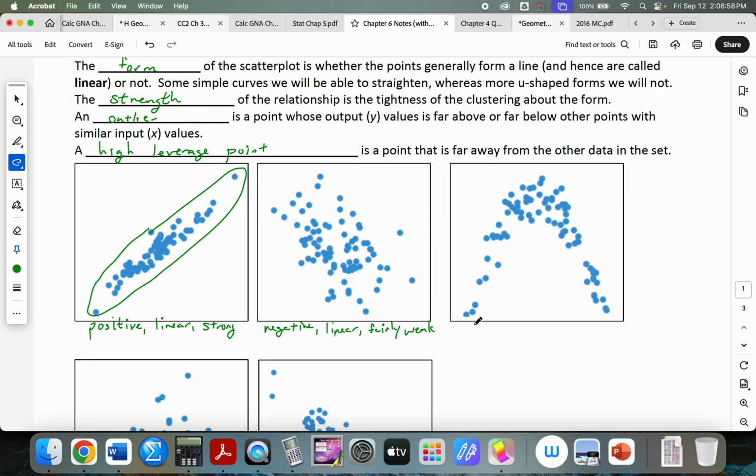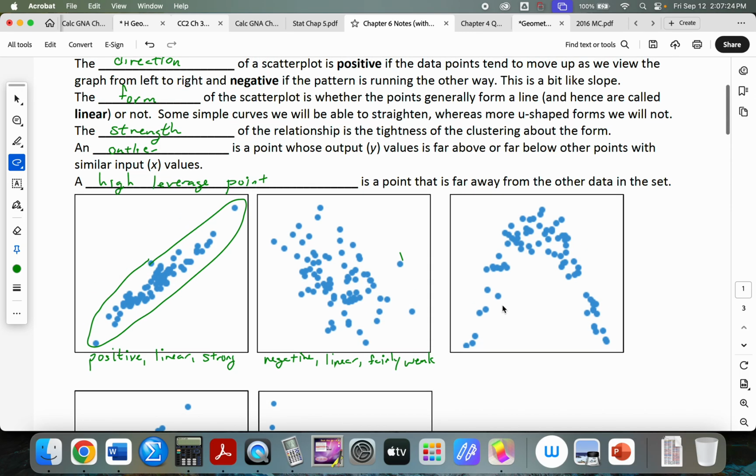Now you'll get some where you're like, yeah, maybe it kind of is linear, but generally speaking, yes, if you had to draw an ellipse around this, it's not quite a circle. It is longer than it is wide. And that's what gives you it's fairly weak. All right, what about this one?